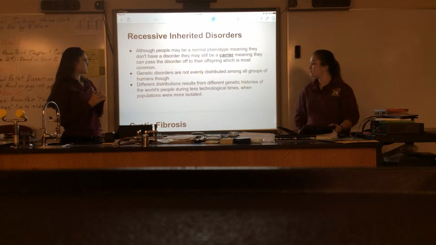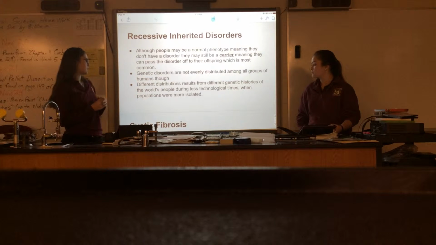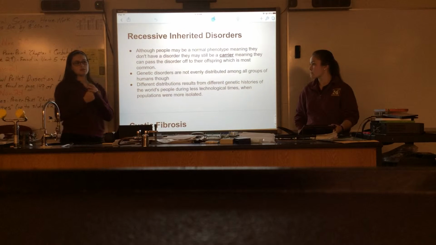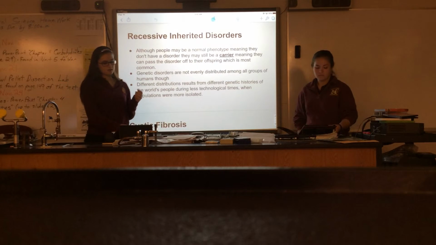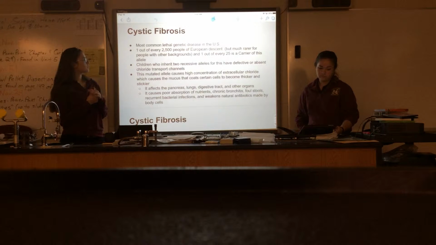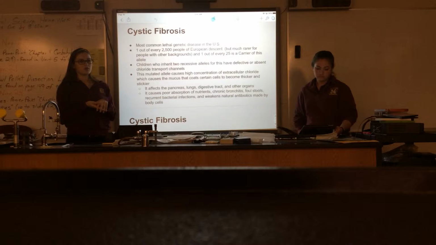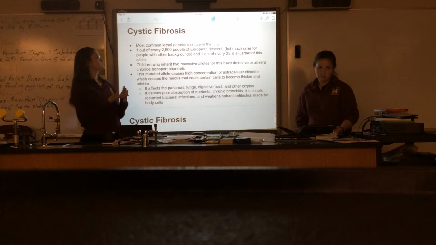This is just showing how they're all different, and you can get different distributions resulting from different genetic histories of people around the world. Depending on where you are, it depends on what kinds of diseases and disorders you can get. For example, cystic fibrosis is a really common disease among Europeans, and 1 out of every 2,500 people of European descent have this disorder, and 1 out of every 25 of them is a carrier, even if they don't display the disorder.